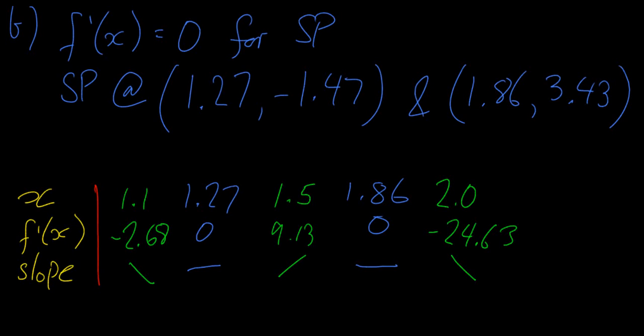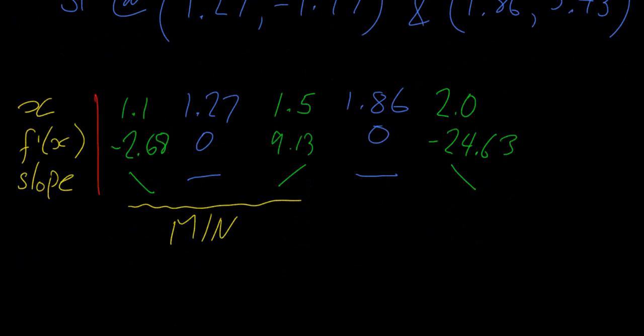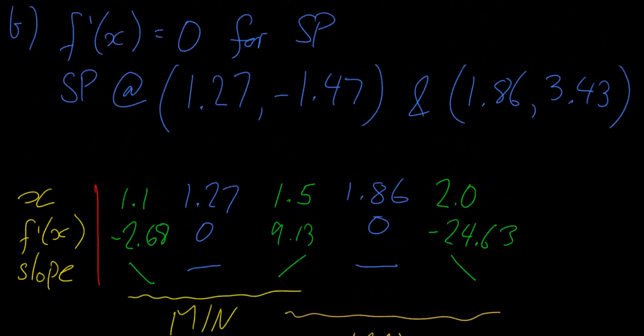Okay, and from here you can see that you're going to have, first of all, a maximum. So just going from here to here, this is the max. Oh, sorry, minimum, because you're dipping down. So this is the minimum, and for the next set, we have a maximum over here. So this means that the first stationary point at x equals 1.27, this one's a minimum stationary point. This one's a maximum stationary point.